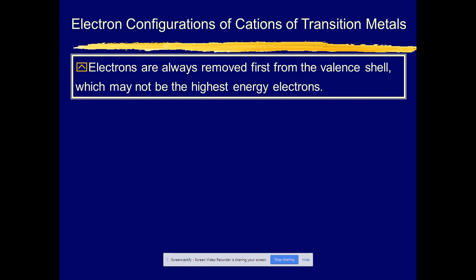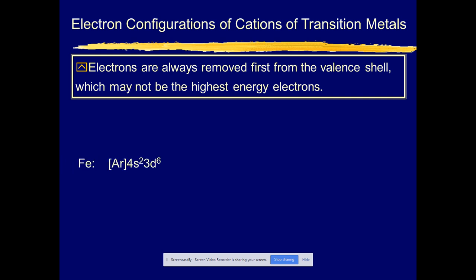All right, what gets tricky is when we try to do electron configurations of ions of transition metals. The rule of thumb to remember here is that electrons are always removed first from the valence shell. The tricky thing about transition metals, which are those elements in the middle of the periodic table, is they put a couple of electrons in the valence shell, but they're filling the d orbitals, which are deeper in the atom. They're actually not valence electrons.